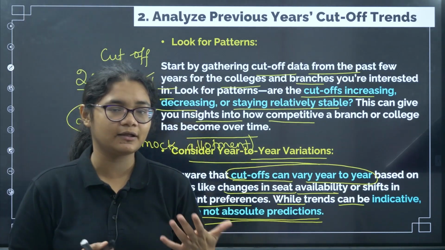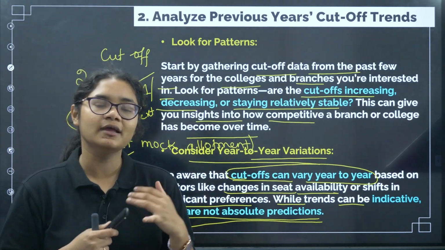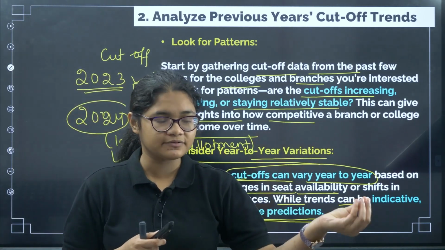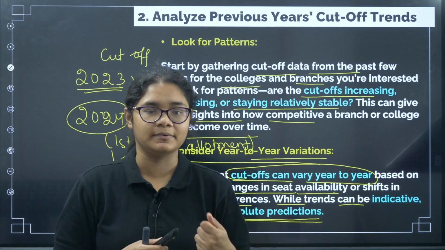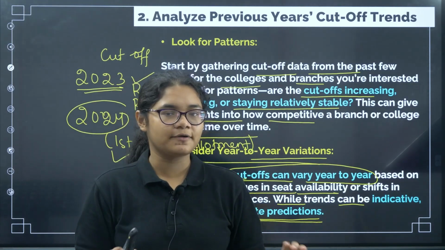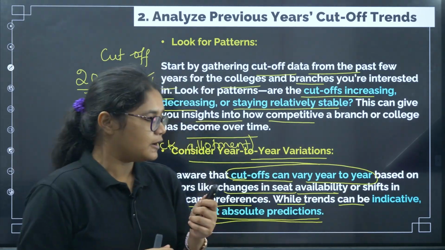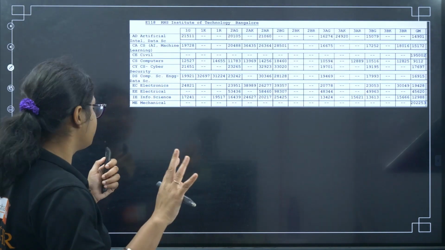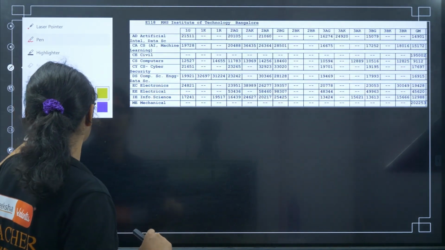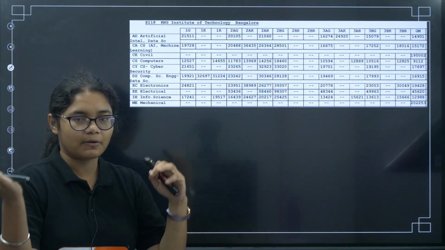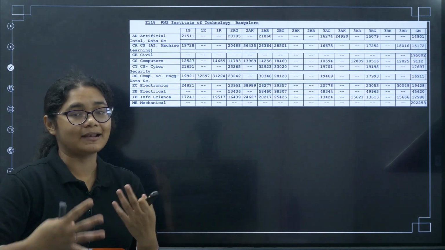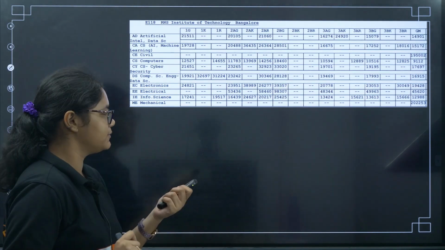It varies every year based on so many factors like exam competitiveness, the number of students who applied, and the number of seats that have been increased or decreased. Based on this the cutoff will vary. Now we'll do one example here. I told you to compare the cutoff trend from 2023 and 2024 and analyze it, so I'll give you a small example for this.